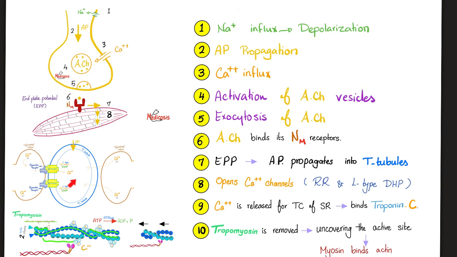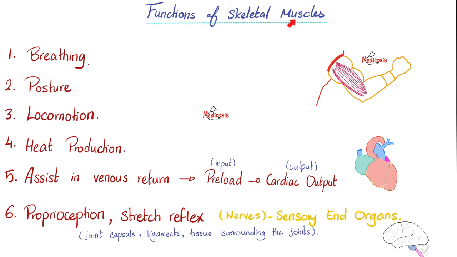And then calcium in the T-tubule is going to move until it reaches troponin C, and then troponin T is going to take tropomyosin and remove it away, exposing the active site on the actin. Myosin is going to bind actin, pull it this way, contraction. Binding, bending, detachment, return. The functions of skeletal muscles were discussed before. Don't forget locomotion, posture, breathing, heat production.